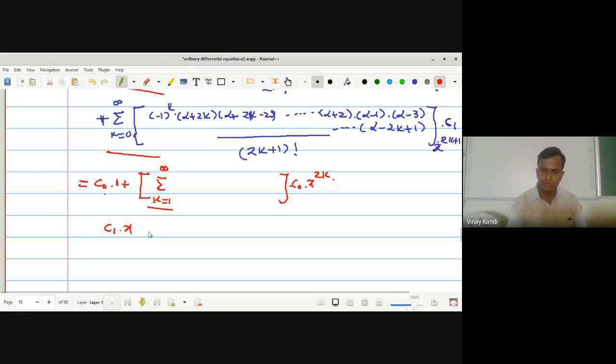x, plus summation running from k is equal to 1 to infinity. Again this bracket is the whole term as it is here, and here we get c1 into x raised to 2k plus 1. For k equal to 0 we get x raised to 1 and c1. Any doubt? So this is the phi of x. Any doubt up to here?